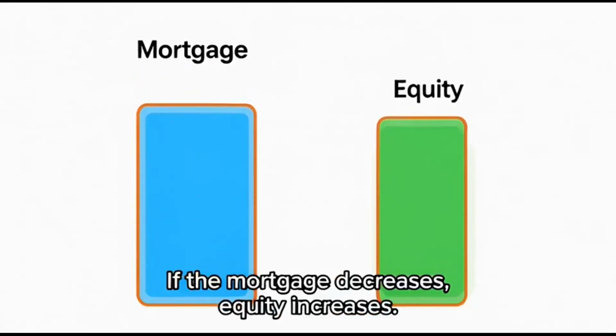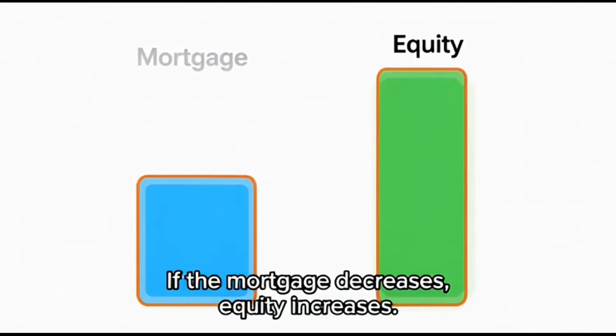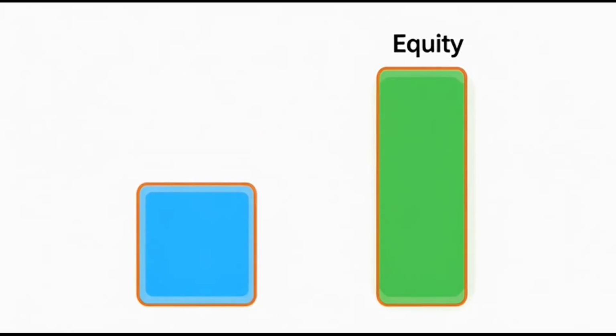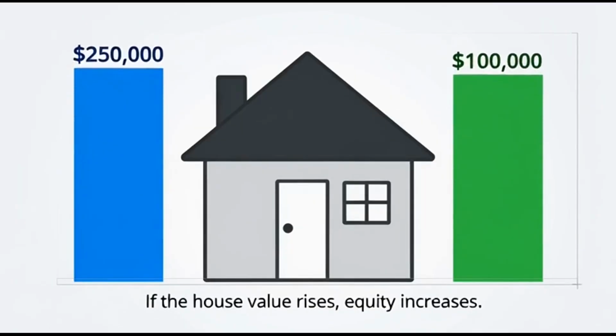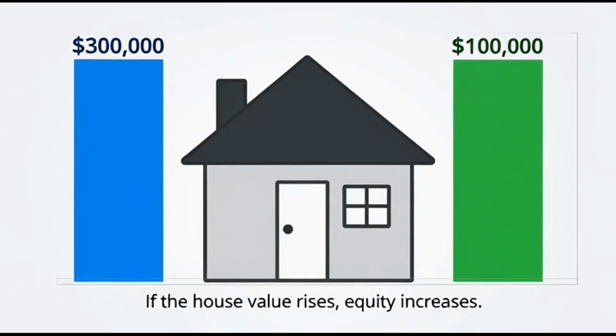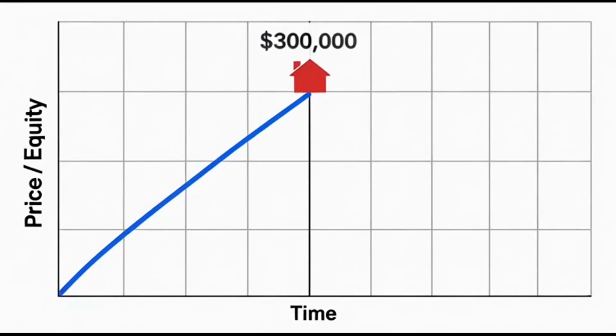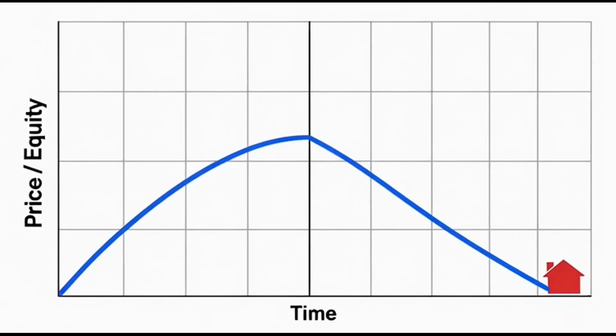If the mortgage decreases, equity increases. If the house value rises, equity increases. But if the value drops, equity can fall as well. In some cases, equity can even become negative.